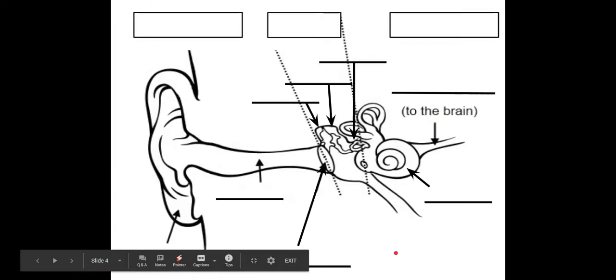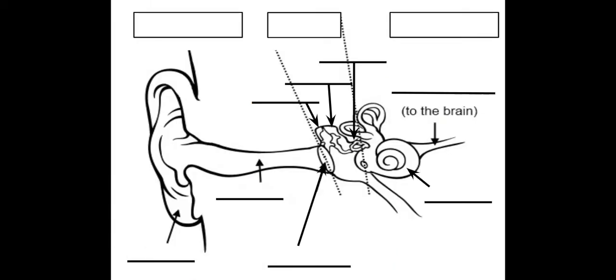As you go, you can also pause the video and do the diagram on the back. You can stop at any time and label these things. You may not be able to label everything, but we'll see how well we do. We'll go over it together in class.